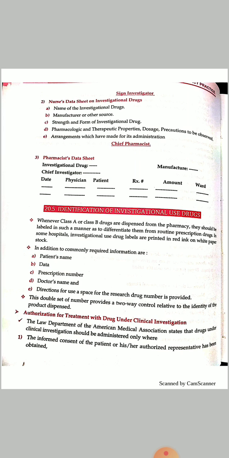In addition to commonly required information, we require the patient name, date, prescription number, doctor's name, and direction for use. This double set of numbers provides a two-way control related to the identity of the product dispensed.